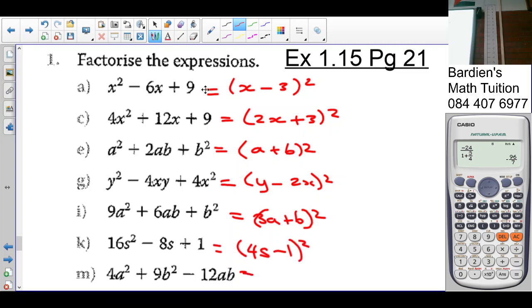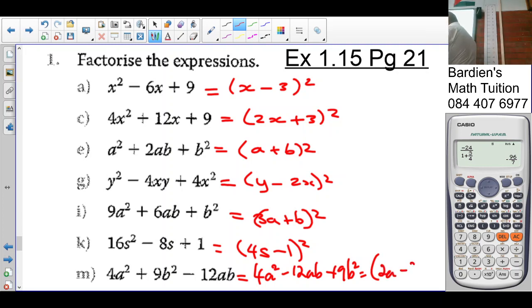M is going to be 2a minus, what needs to be done first here? Rearrange it. So that would simply be 4a squared minus 12ab plus 9b squared, which will result in an answer of 2a minus 3b squared. You all agree with that? Okay.